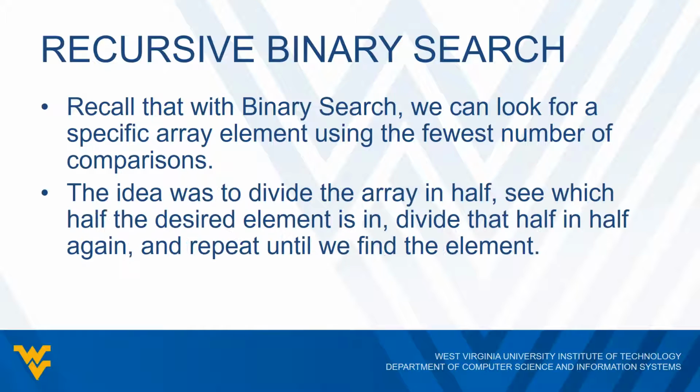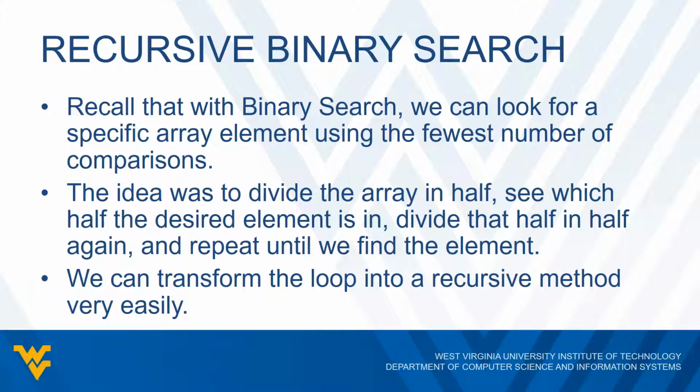So the idea was that we would divide the array in half. Then we would figure out which half we want to take a look at, the lower half or the upper half. And then we would divide that half again, picking a lower or upper half, and we would keep repeating this until we find the element. So we can actually transform this loop into a recursive method, and this process is very, very easy to do.